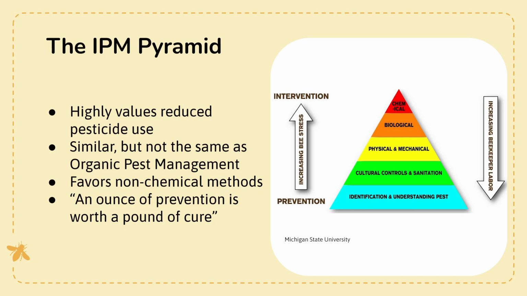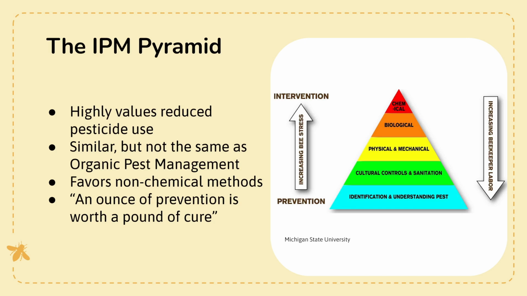As you can see on our pyramid here, starting at the bottom, we are trying to understand the pest, then we're trying to control and sanitize our area. If that doesn't work, we move up to physical and mechanical defenses, then biological, then as a last resort, chemical. I put this quote here: an ounce of prevention is worth a pound of cure, because I think that really sums up the main idea of this style of pest management.